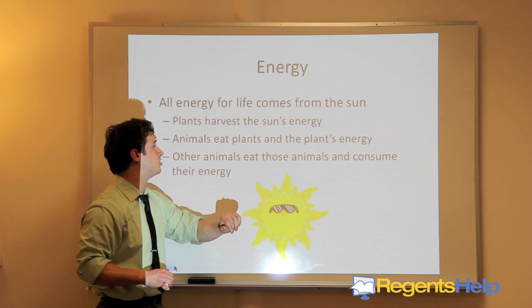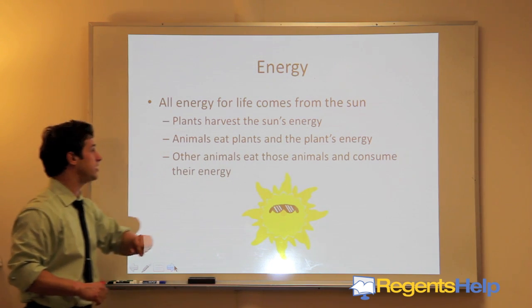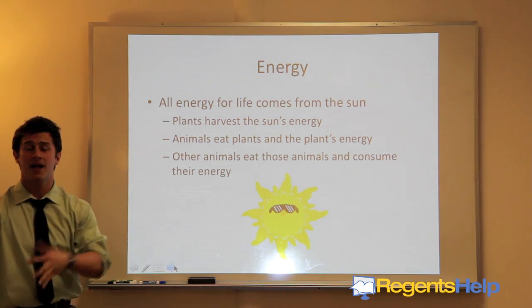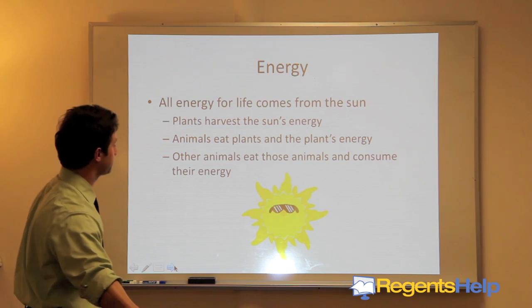Plants harvest the sun's energy using photosynthesis. Animals eat those plants and get the plant's energy, and other animals eat those animals, just like I said. So the energy is passed on from the sun to plants to animals who eat those plants.